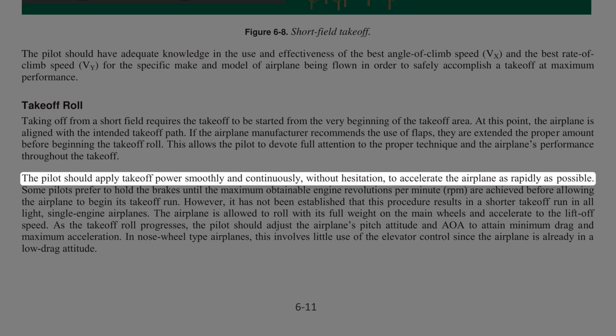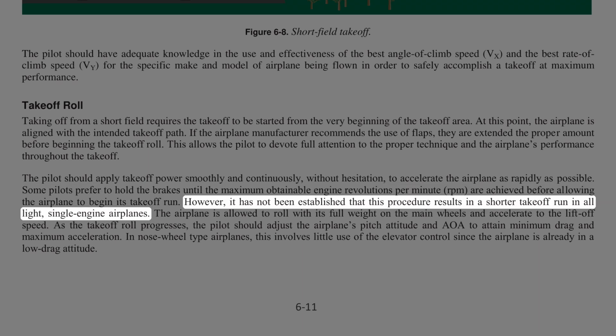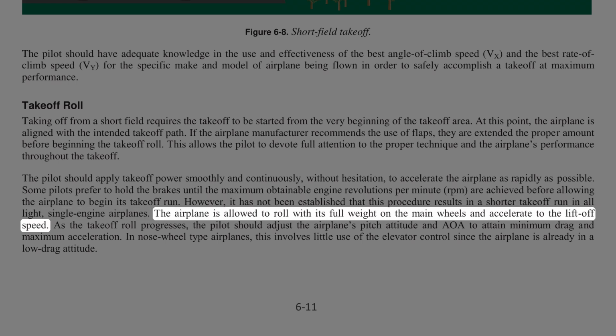The pilot should apply takeoff power smoothly and continuously, without hesitation, to accelerate the airplane as rapidly as possible. Some pilots prefer to hold the brakes until the maximum obtainable engine revolutions per minute, RPM, are achieved before allowing the airplane to begin its takeoff run. However, it has not been established that this procedure results in a shorter takeoff run in all light, single-engine airplanes. The airplane is allowed to roll with its full weight on the main wheels and accelerate to the liftoff speed.